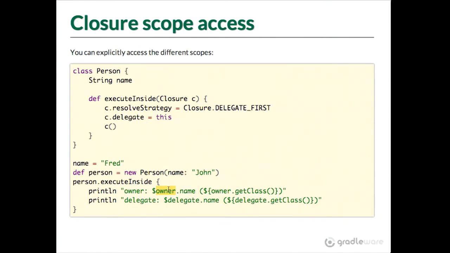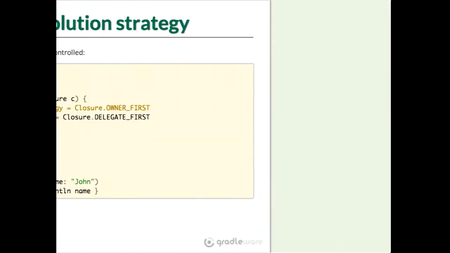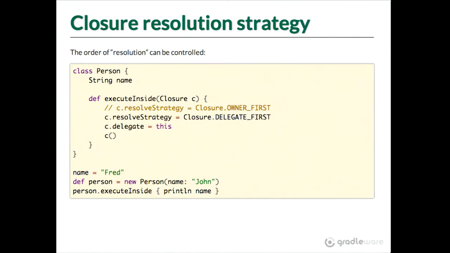You said the reason why Gradle does delegate first. Delegate first, yes. But why does Groovy default to owner first? Delegate first seems to make sense, commonly that's the way I think. So the question was, Gradle defaults to delegate first, but Groovy defaults to owner first. Why does Groovy default to owner first?